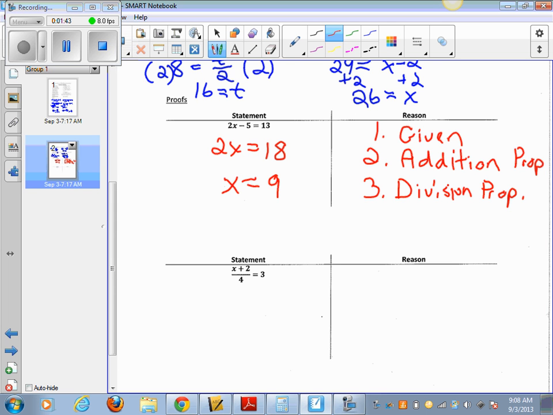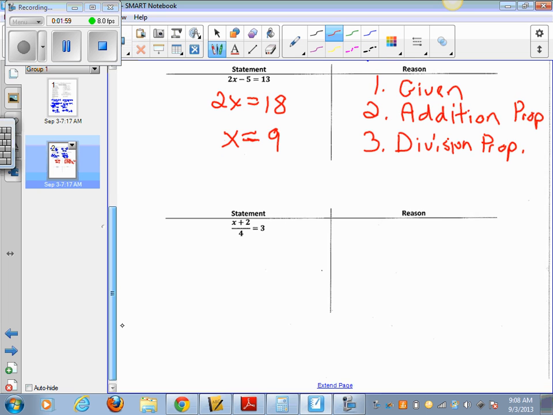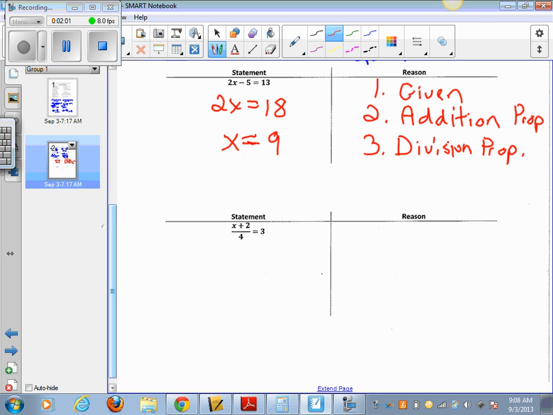But basically, we start with our given, and then we use the addition property to make sure that this statement is still true, and then we finish up with our division property to know that x equals 9. We know the statement is true because we proved it on the right-hand side. So let's look at one more example, and then we are going to be spending tomorrow doing these in class.